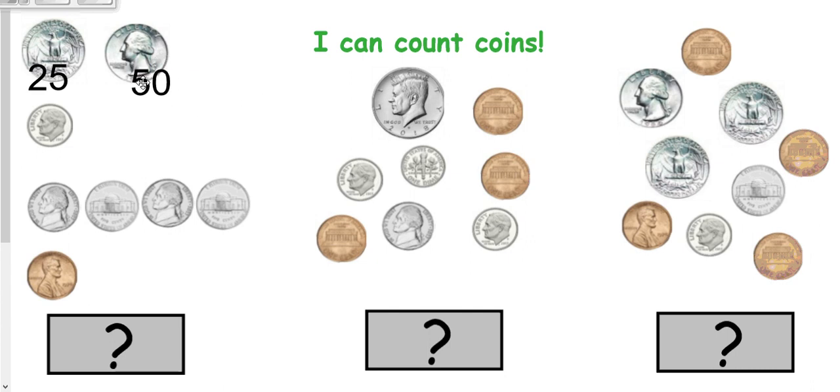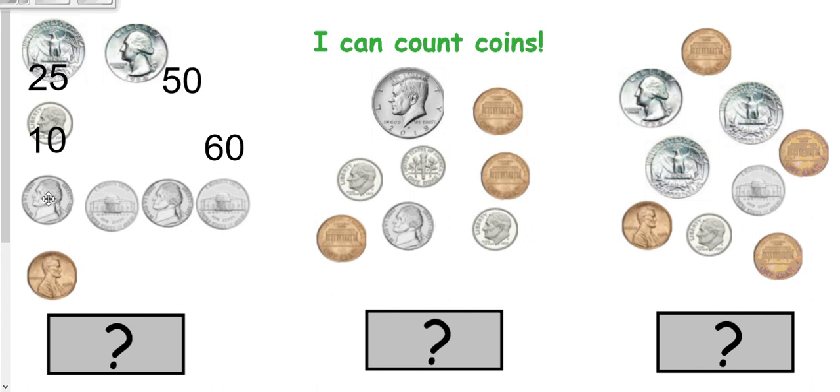I do not have any more quarters, so now I'm going to look at my next coins. This is a dime. I know dimes are worth 10 cents, so now I'm going to change the way I'm counting. I had 50, I'm adding 10 more. Now I have 60. 50, 60. Now I have 60 cents. I'm not going to be counting by tens anymore because I don't have any more dimes.